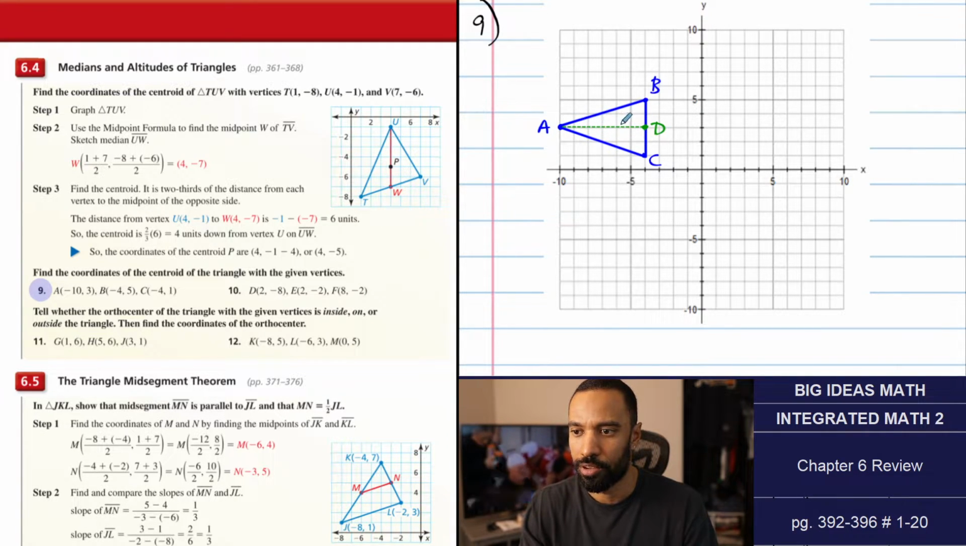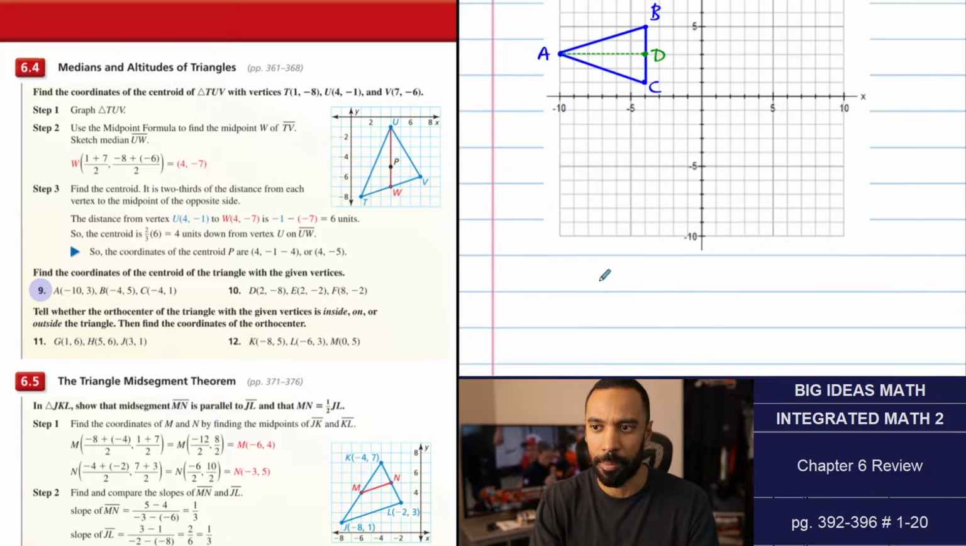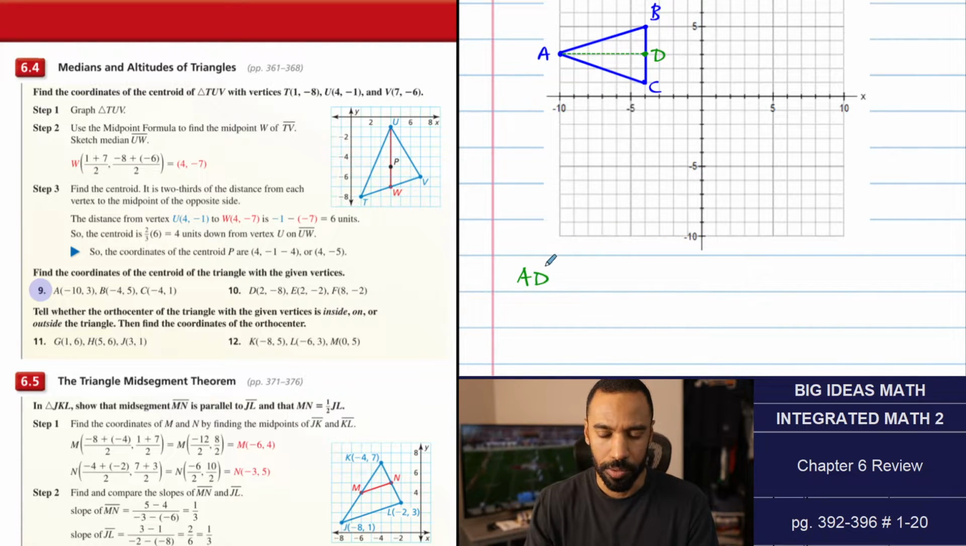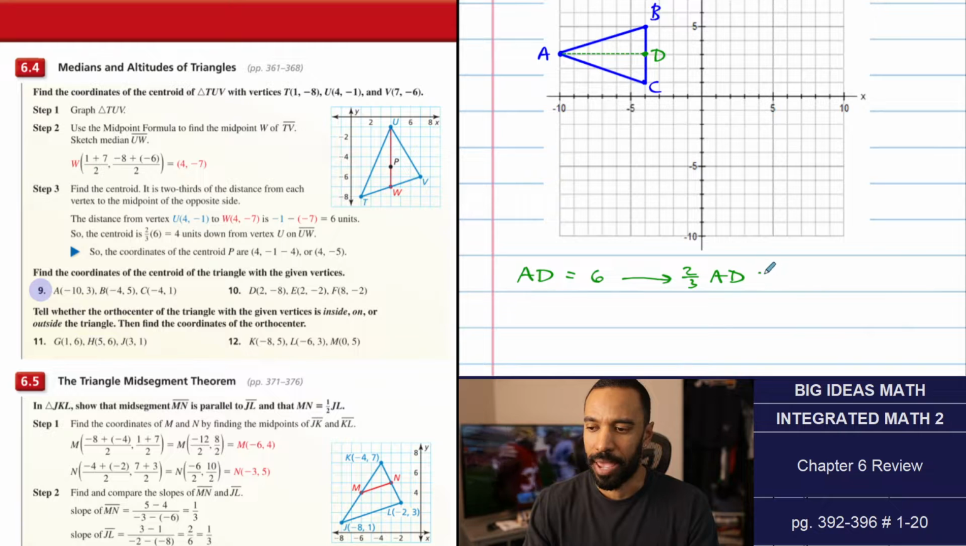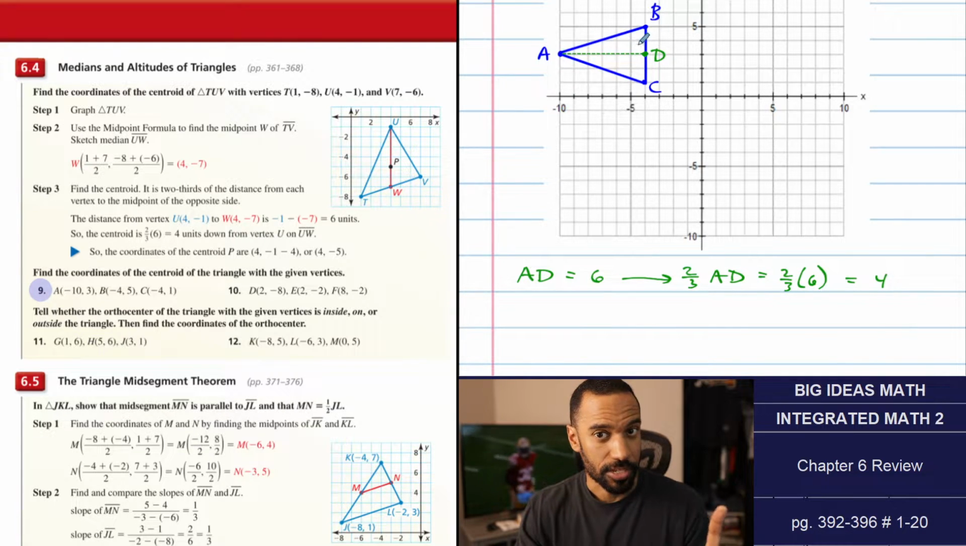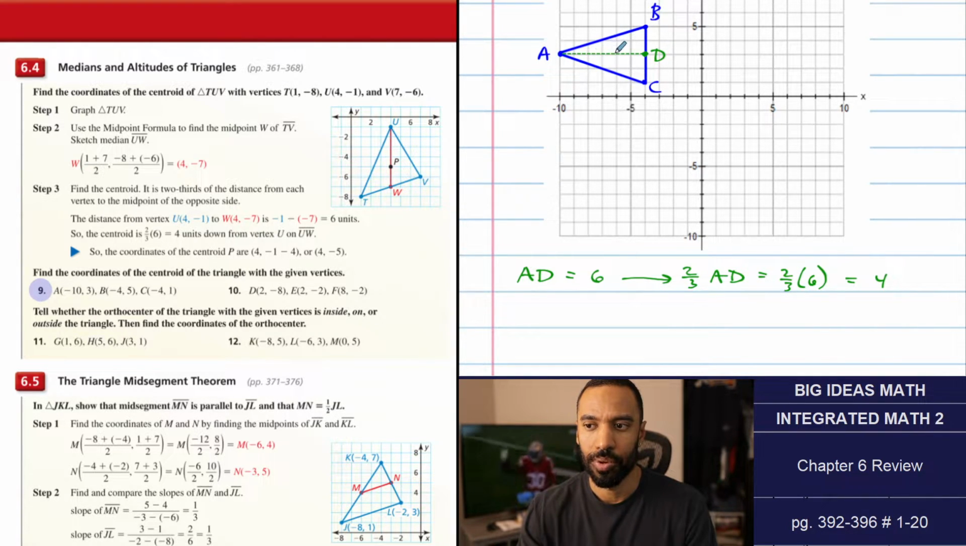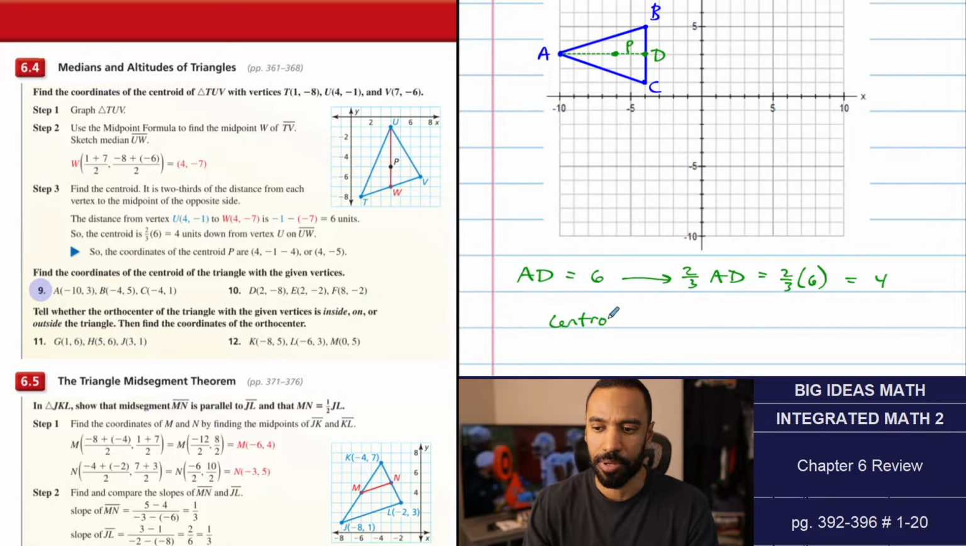1, 2, 3, 4, 5, 6. That seems to be a very common number that they choose, which is good because you can take 2/3 of that number cleanly. So the length from A to D is 6. And 2/3 of 6 is 4. Now, if I count over from the vertex, not the midpoint, 1, 2, 3, 4, I have found my centroid right there. If I call it P the same way as they did before, the centroid is that point P.